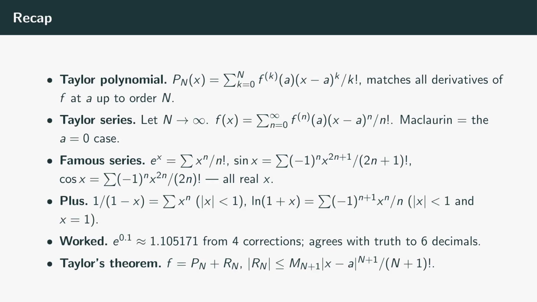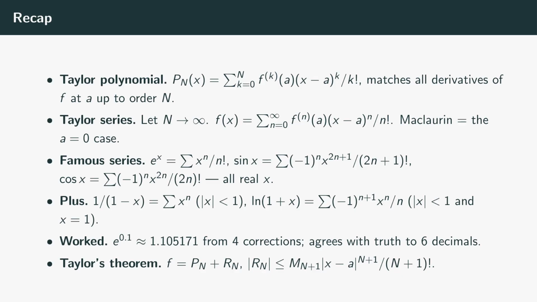Taylor's theorem with remainder closes the loop. f of x equals p sub n of x plus r sub n of x, with the remainder bounded by M sub n plus 1 times the absolute value of x minus a to the n plus 1 over the quantity n plus 1 factorial. When r sub n approaches 0, the series equals the function. For e to the x, sine x, cosine x, that happens everywhere, courtesy of the factorial in the denominator outracing every exponential.